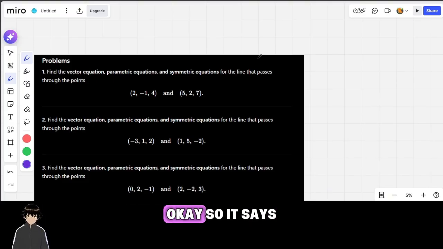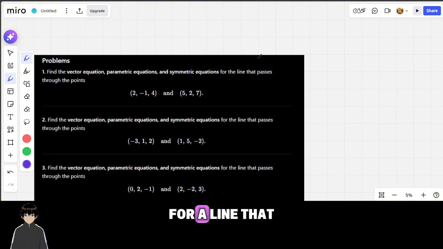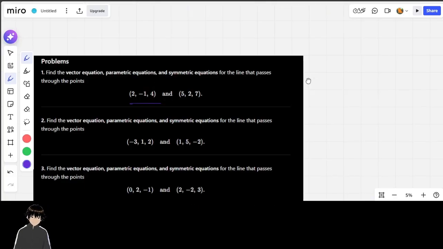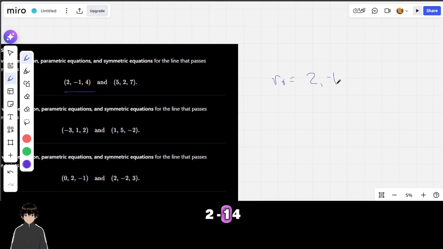Let's try it for this problem. It says: find the vector equation, parametric equations, and symmetric equations for a line that passes through the points (2, -1, 4) and (5, 2, 7). This first one is going to be r naught, so r naught equals 2, -1, 4. This is going to be x naught, y naught, and z naught.